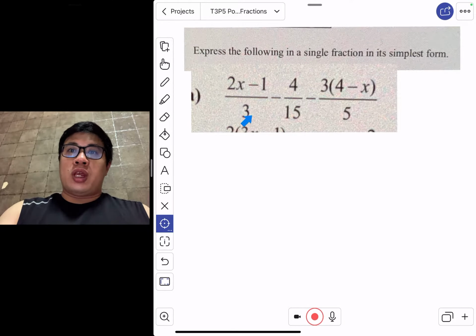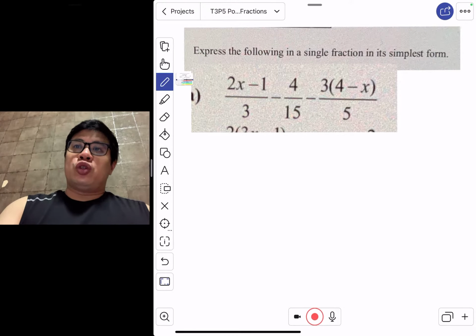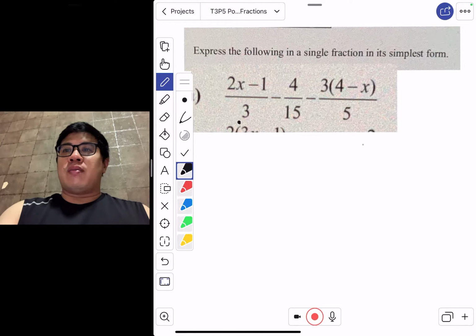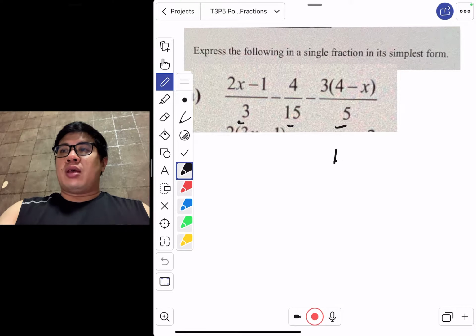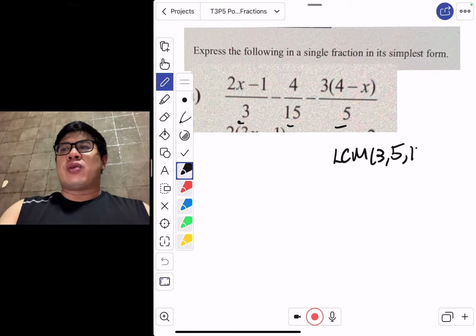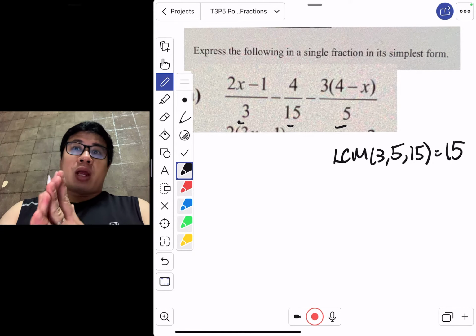So you have 3, 15, and 5. What we want to do is look at the LCM of 3, 15, and 5. Easily you can see that it's just equal to 15. You should be able to see this quite comfortably.